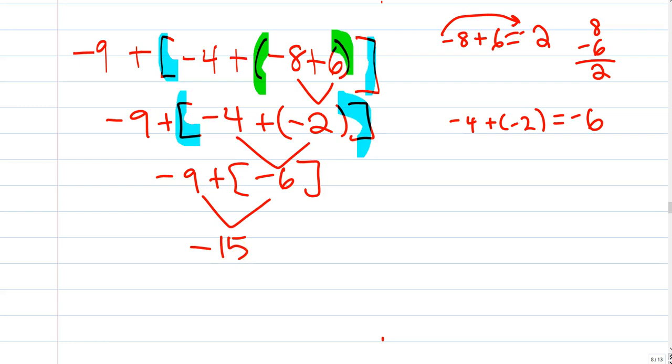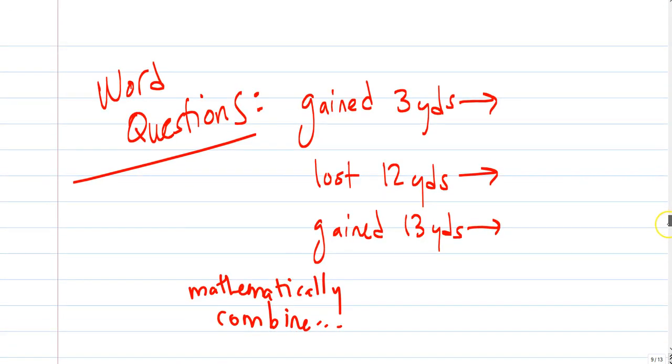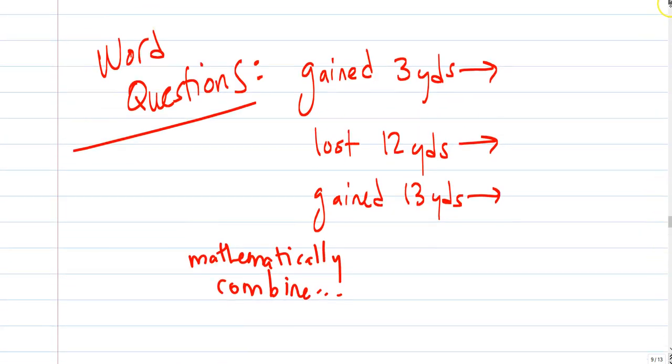So we will have our order of operations from prior. I don't even think it's as hard with some of this stuff. We're just now going to be adding integers, all those positives and negatives. Last but not least, they are going to have a couple word questions with these. You need to know whether these mean positive or negative. If I gain 3 yards, if I lose 12 yards and I gain 13 yards.